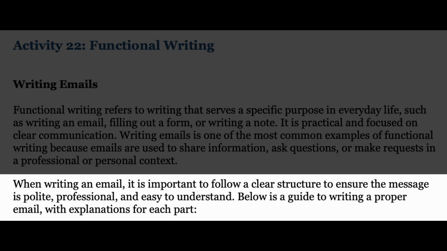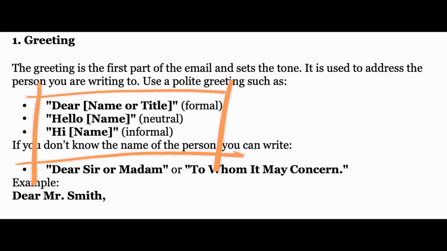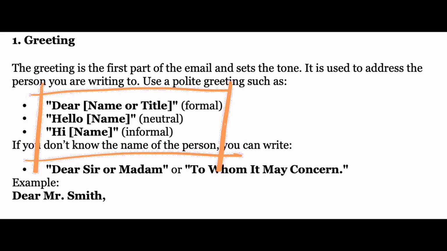When writing an email, it is important to follow a clear structure to ensure the message is polite, professional, and easy to understand. Below is a guide to writing a proper email with explanations for each part. Number 1. Greeting. The greeting is the first part of the email and sets the tone for the overall message. It is used to address the person you are writing to. You should use a polite greeting such as dear, hello, or hi.